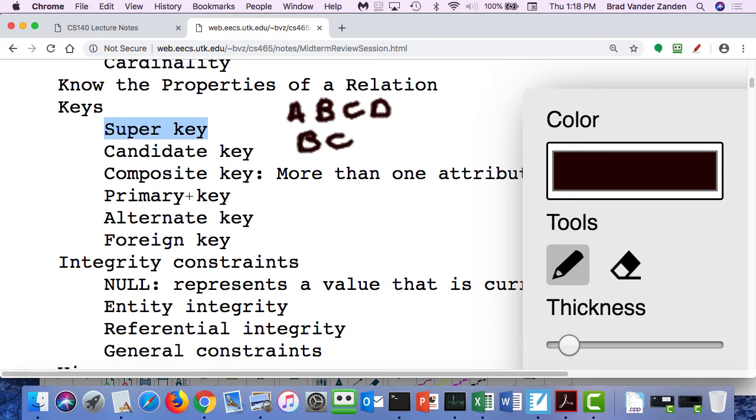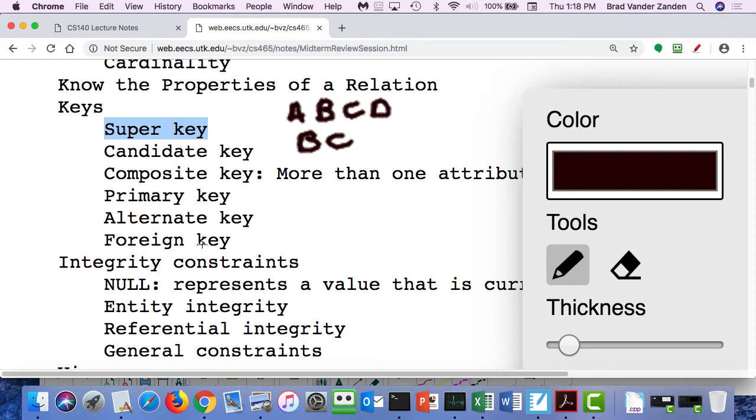Then the primary key, from the candidate keys, we choose a primary key. So the primary key is the one we choose to organize the file or relation on. Alternate keys are any candidate keys not chosen to be the primary key. And foreign keys are primary keys in other relations. That is, they're a key in a relation that essentially points to a primary key in another relation. We use them for joins.